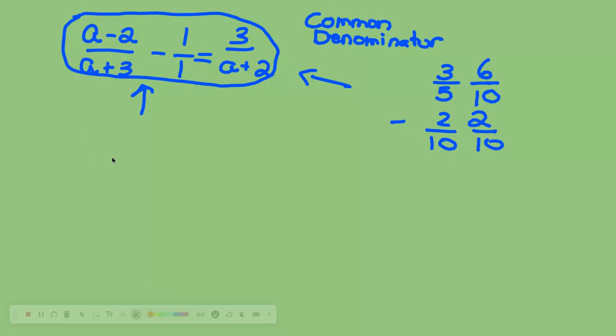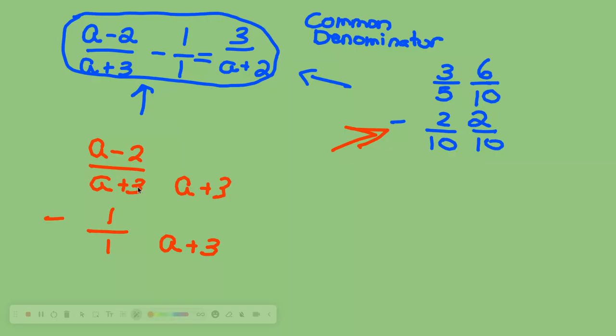So what we can do here, you can set it up like this if you want. I can have a minus 2 over a plus 3 minus 1 over 1, and the common denominator is a plus 3. Just like we did over here. A plus 3 goes into a plus 3 once. 1 times a minus 2 is a minus 2. 1 goes into a plus 3 times, and a plus 3 times 1 is a plus 3. So that's what we get. And the common denominator is a plus 3.